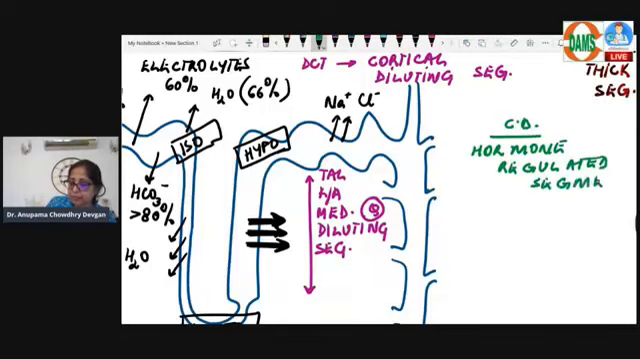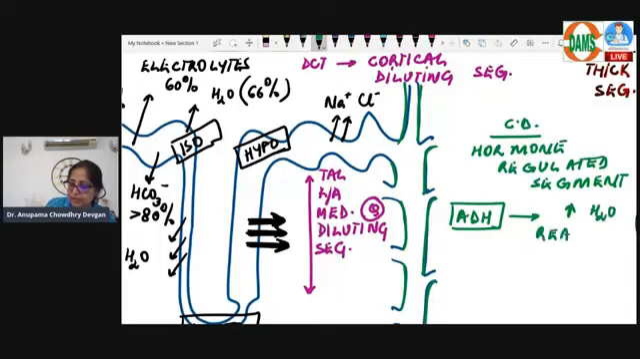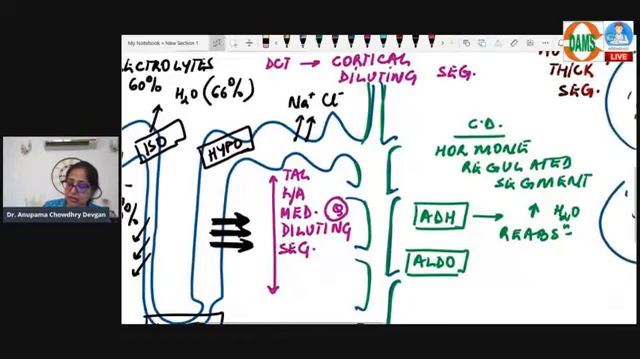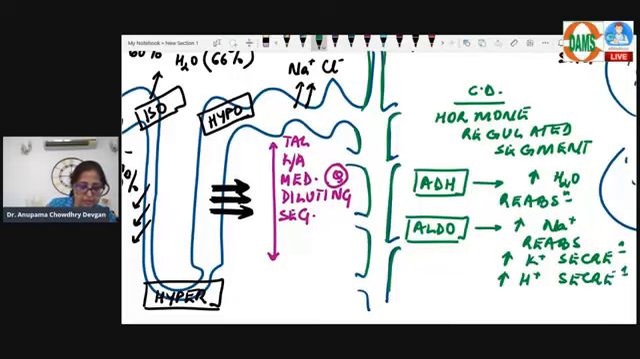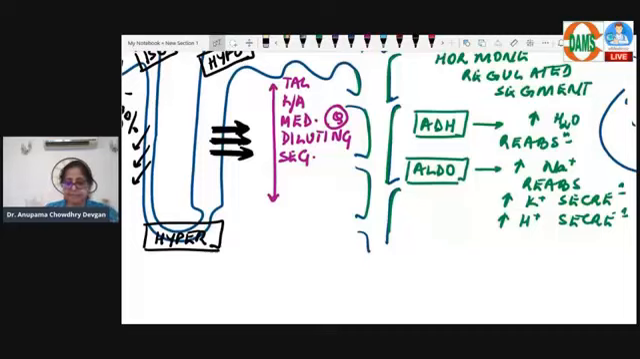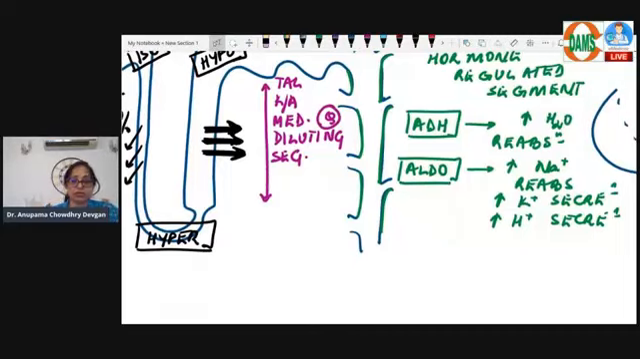Why is it known as the hormone-regulated segment? Because there are two important hormones which act over here. Number one is ADH. ADH will act on the collecting duct, which increases the water reabsorption. Then you also have aldosterone. Aldosterone on the collecting duct increases sodium reabsorption, increases potassium secretion, and also increases the H plus secretion. Sodium reabsorption, potassium secretion, H plus secretion: aldosterone.